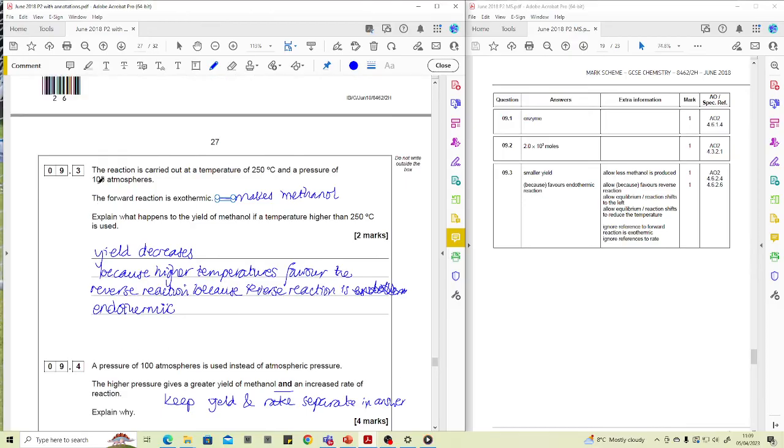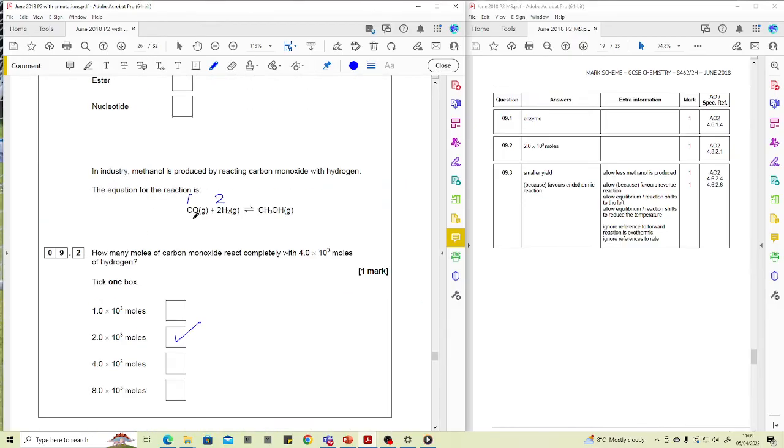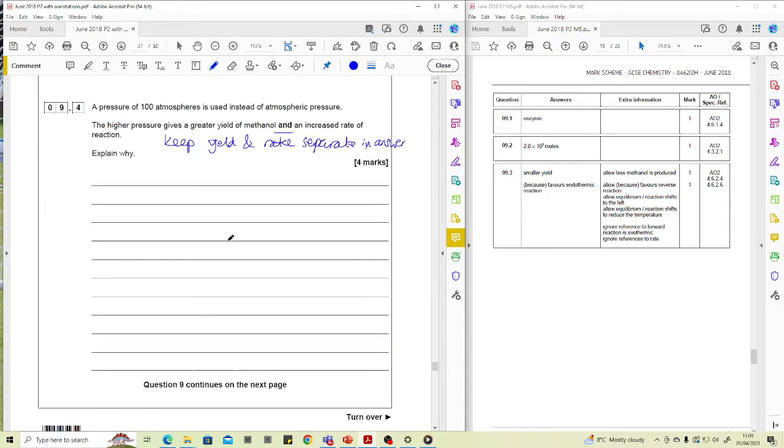Let's have a look at that equation again. For pressure, we're counting number of molecules. So we've got 3 molecules on this side, and we've got 1 molecule on this side. So higher pressure favours the side with fewer molecules. Yield of methanol increases at higher pressure because there are fewer molecules on the right hand side.